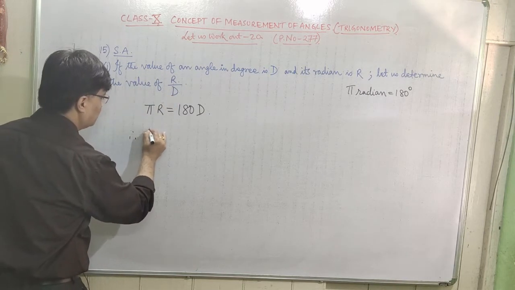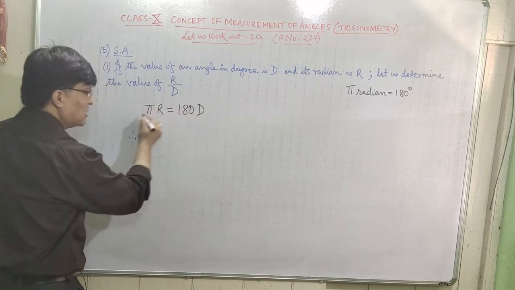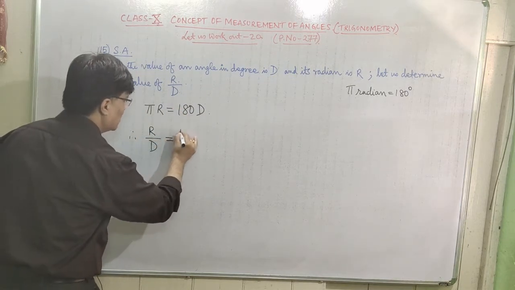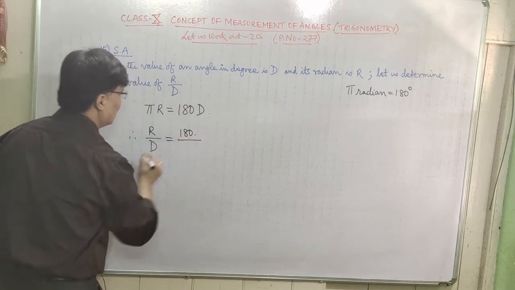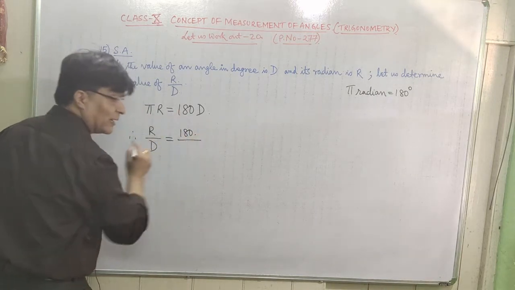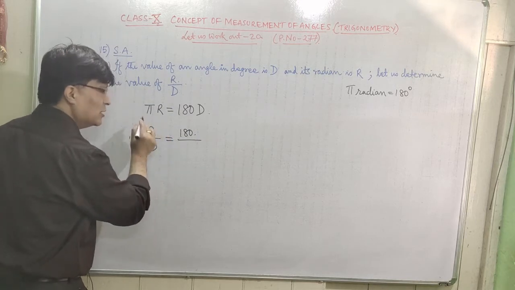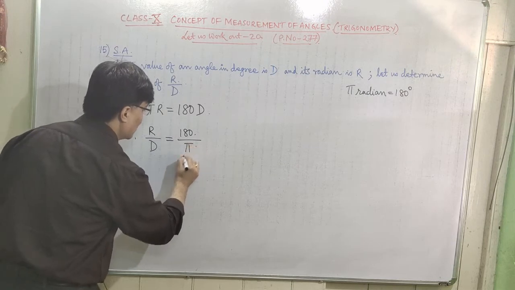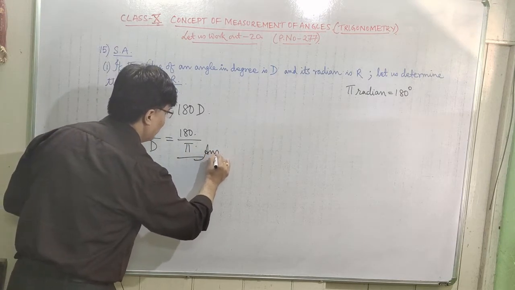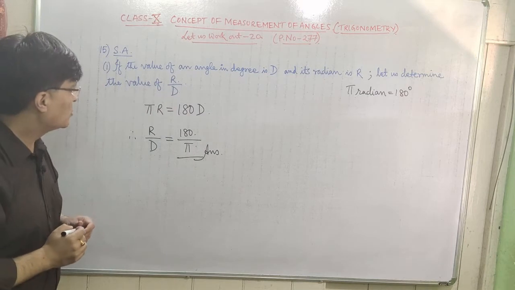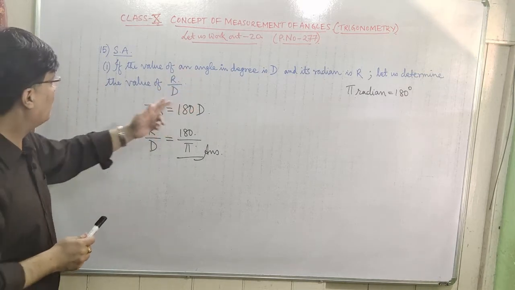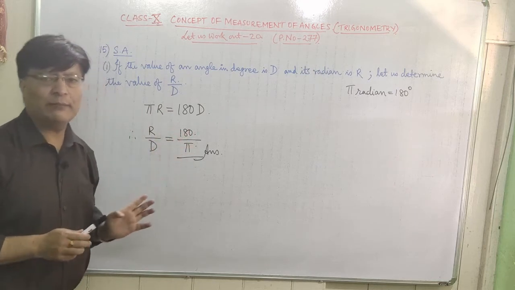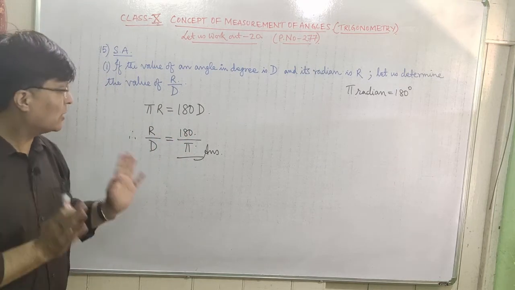Now capital D is taken to the left hand side, so you should write it in the denominator, and pi is taken to the right hand side, so you should write it in the denominator on the right hand side. That is, R by D is equal to pi by 180. So this is the final answer. I think you have understood it. Is that understood? So now you can copy it.